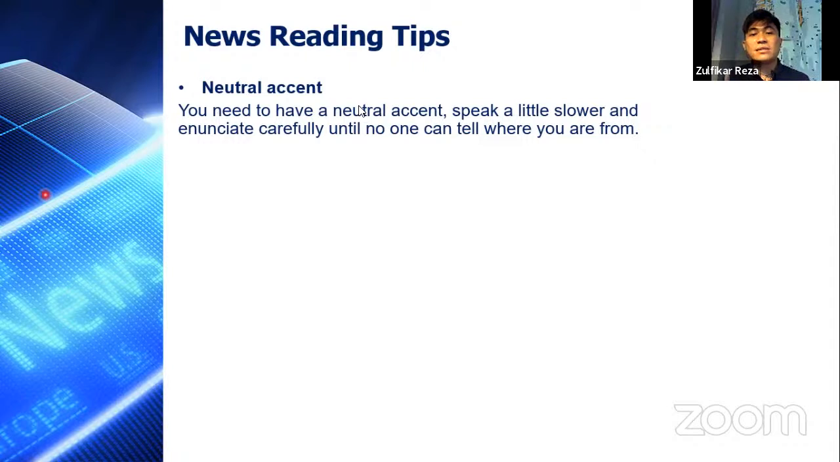And then the second tip is you need to speak a little slower. Don't rush, and you need to enunciate carefully until no one can tell where you are from. If you're watching a news program, usually you cannot tell where the newscaster is from, right? Because they have such a natural accent. That is one of the tips. That's actually the first and the most important tip.